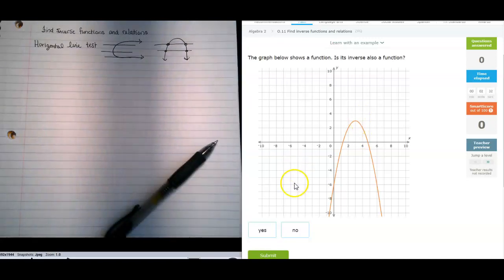So notice that was our first question. The graph below shows a function. What kind of function? A quadratic function. Is its inverse also a function? Well, if I complete the horizontal line test, my answer would be no.